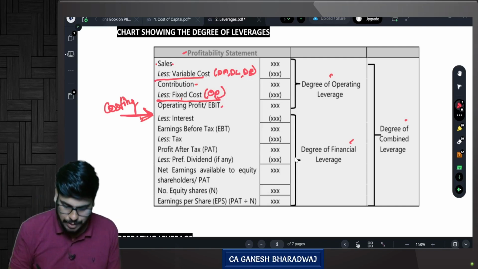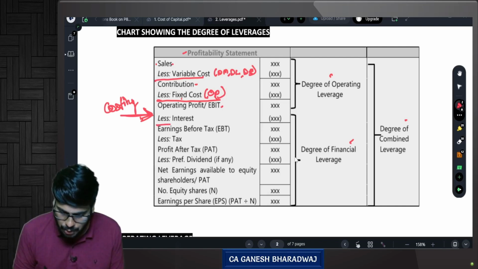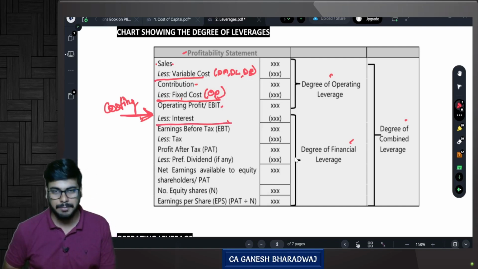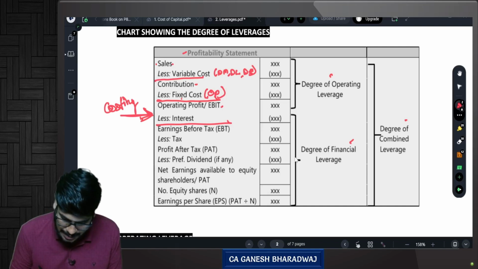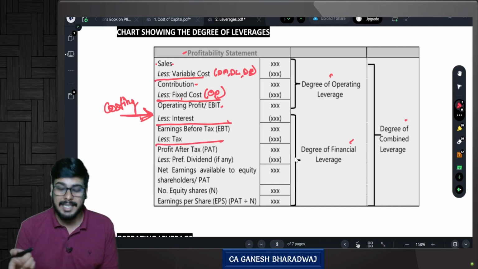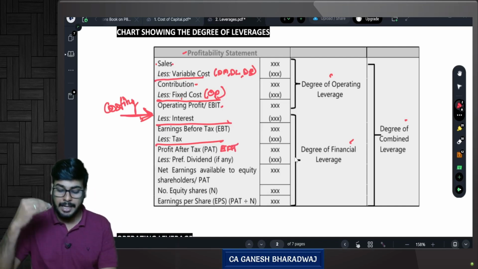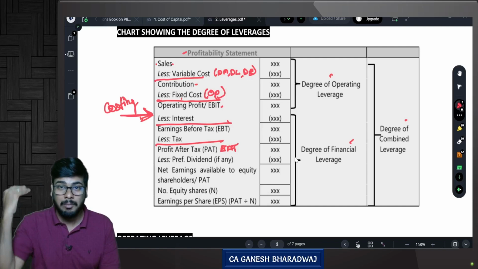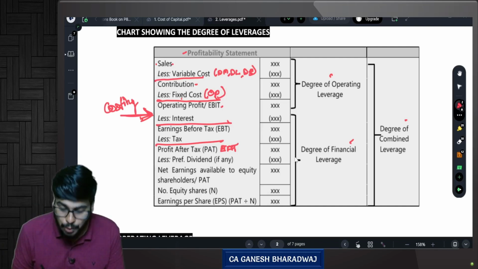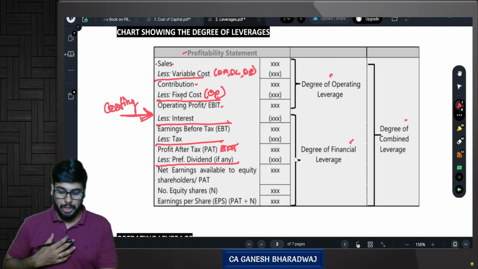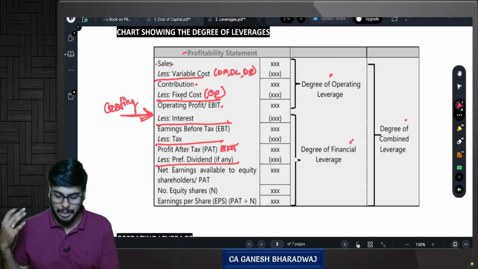So first reduce interest, minus interest gives you what? Earnings before tax. Yes. Now minus tax gives you what? Earnings after tax. Correct. You can also call this EAT or PAT. Anything is fine. Now from earnings after tax, you reduce preference dividend. You get what? Net earnings available to equity shareholders. Are you clear with this?